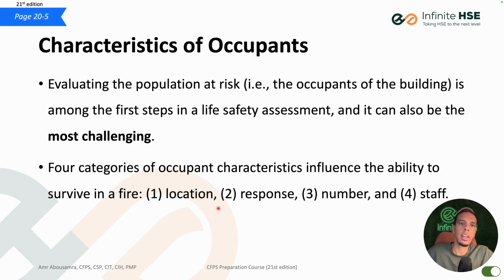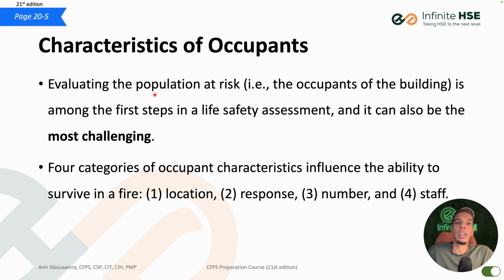Now let's see the characteristics of occupants, because the occupants of the building will affect how we deal with them, because not all occupants are the same. For example, schools are different from offices, which are different from hospitals. In hospitals, for example, they cannot evacuate themselves, but in office buildings they can evacuate themselves and they are trained and familiar with the building. So there are some considerations we have to take in characteristics of occupants.